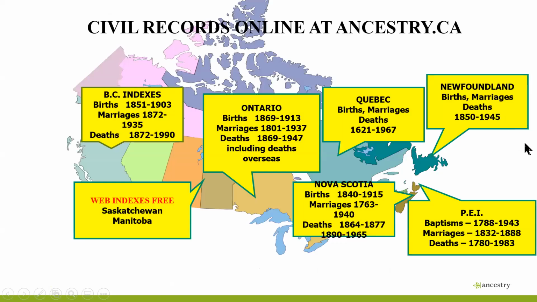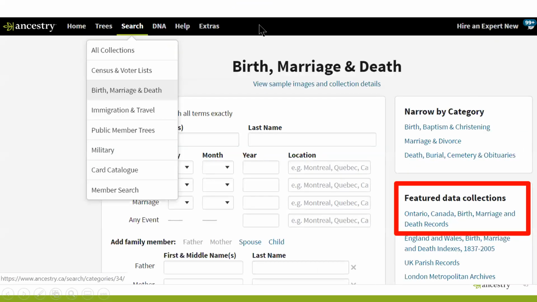These are all of the records that we have online at Ancestry. And of course, you can look these up on your own through the card catalog or through the location map and see what we have. If you go to the search and you go to the category birth, marriage, and death, on the right-hand side, you will see featured data collections. And take a look at these. These are all of the other collections that are pertinent to this particular category.